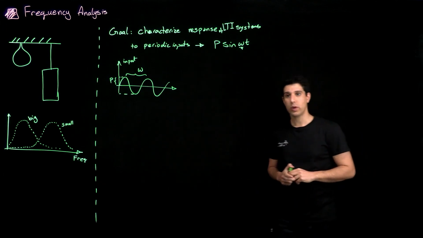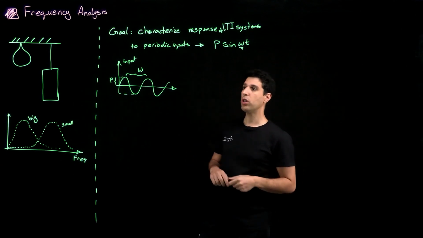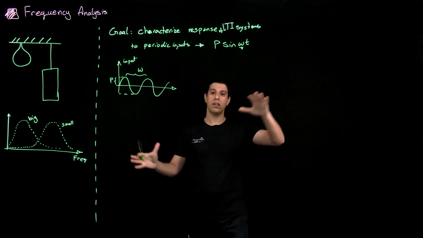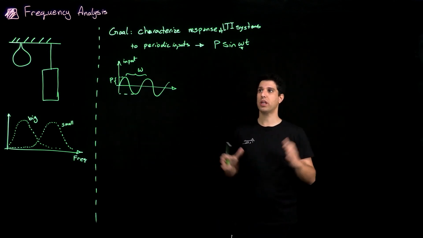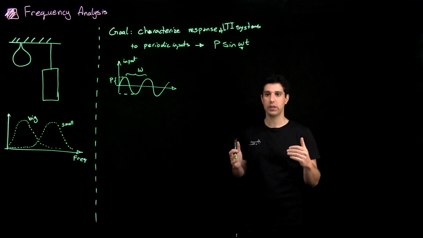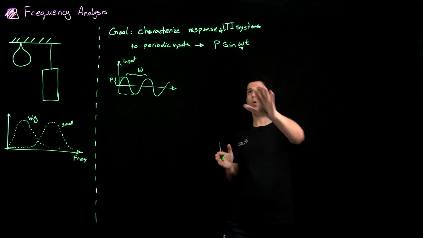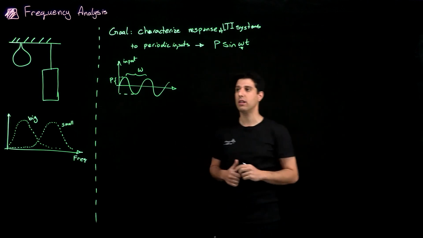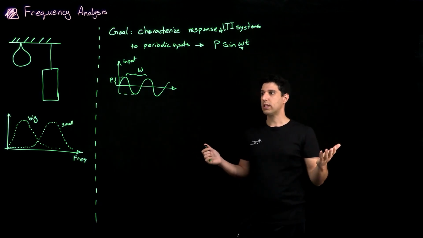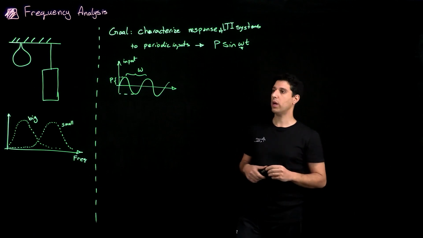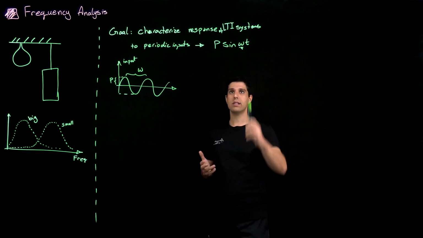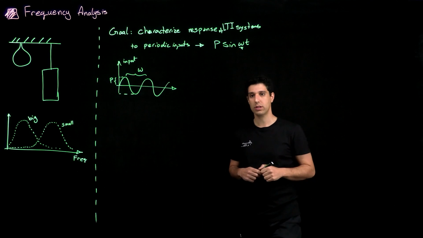Another way to think of it is, remember, if we have any kind of arbitrary input, we can break it through Fourier series, break it into individual sinusoidal components at different frequencies. So essentially, any arbitrary waveform is a combination of a lot of sinusoids.